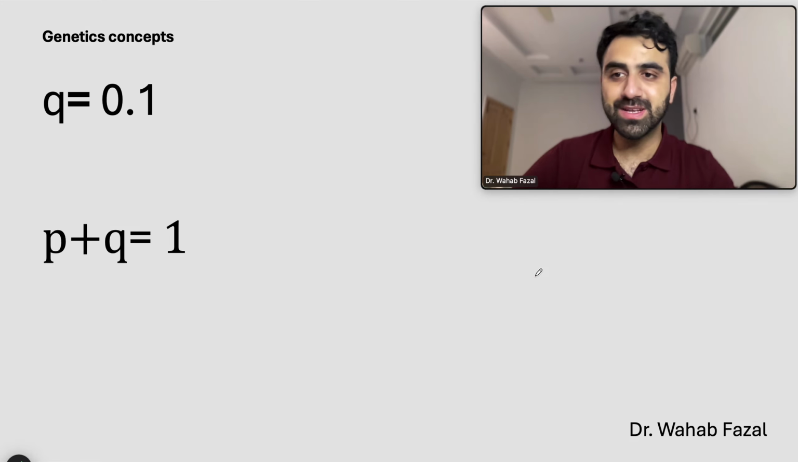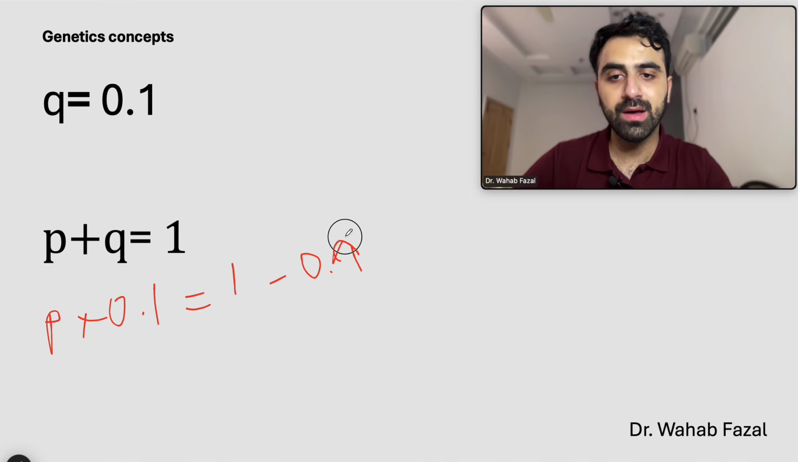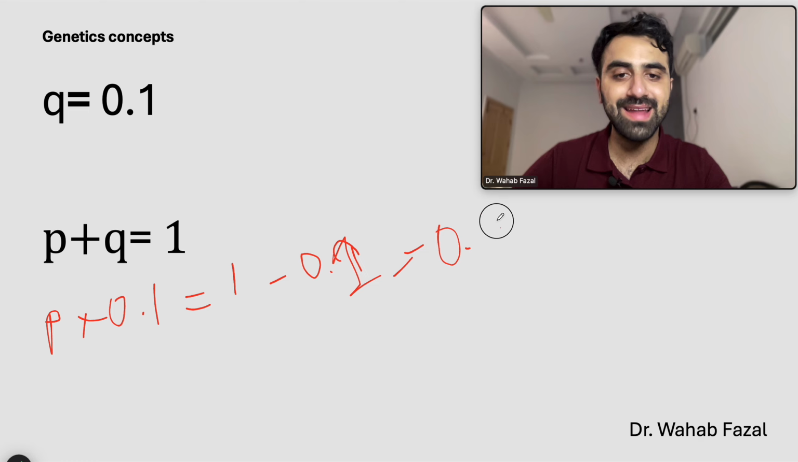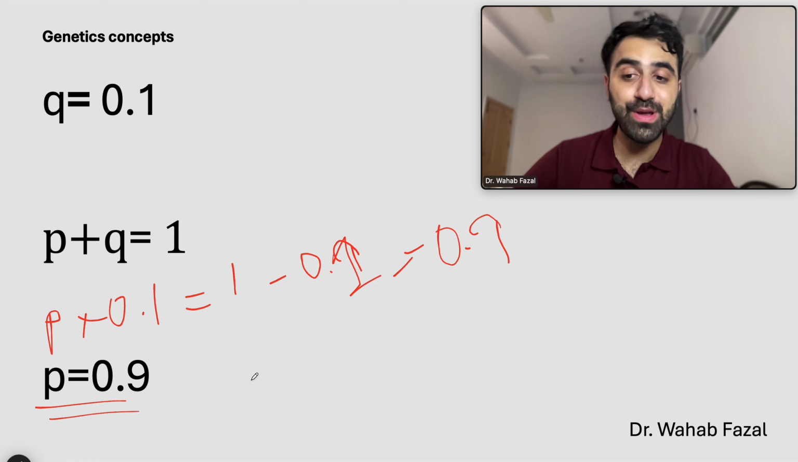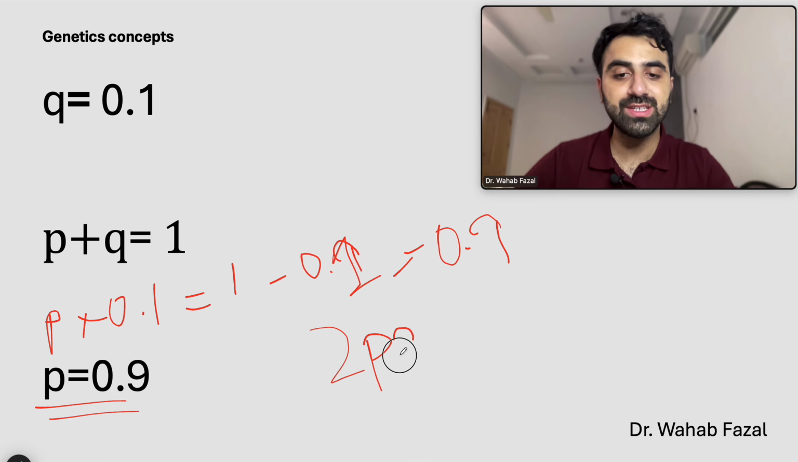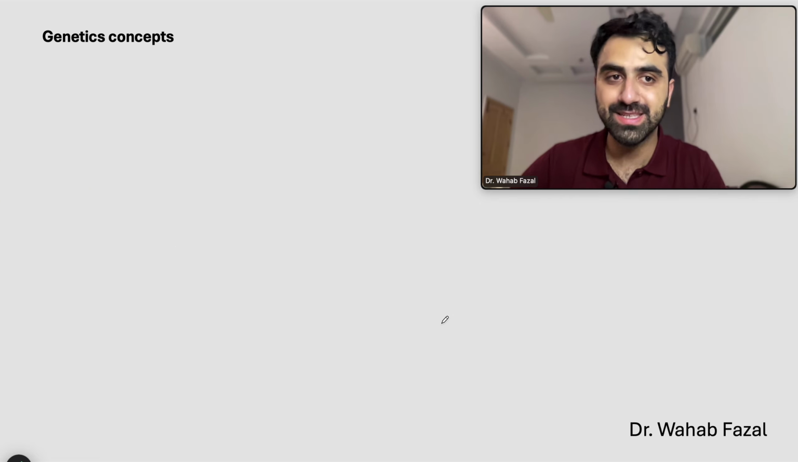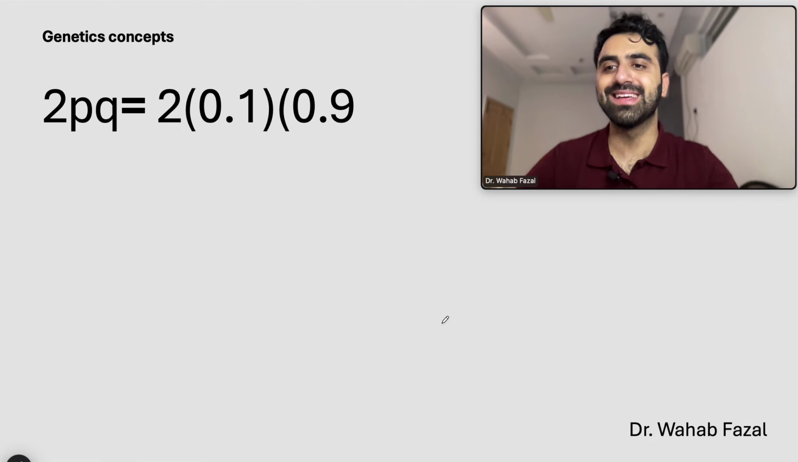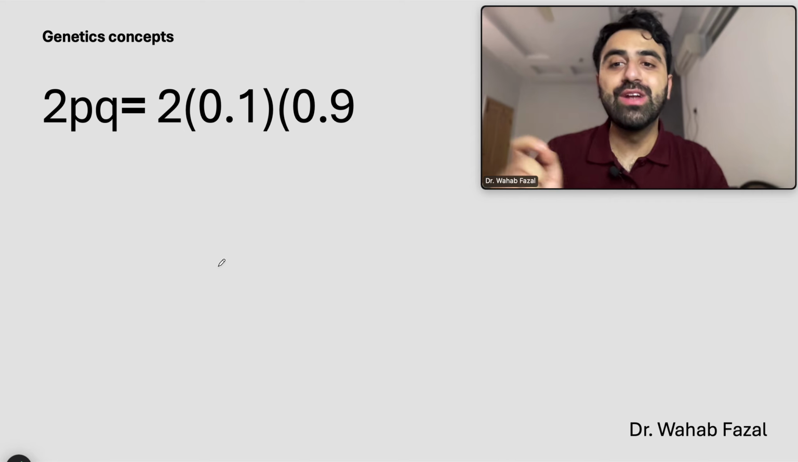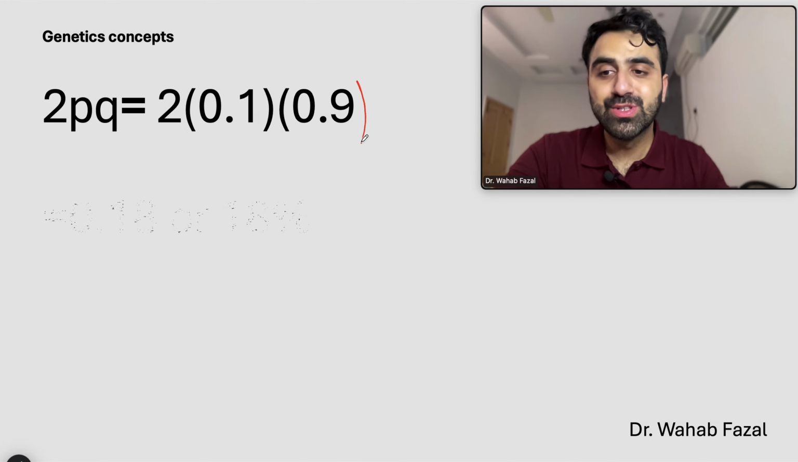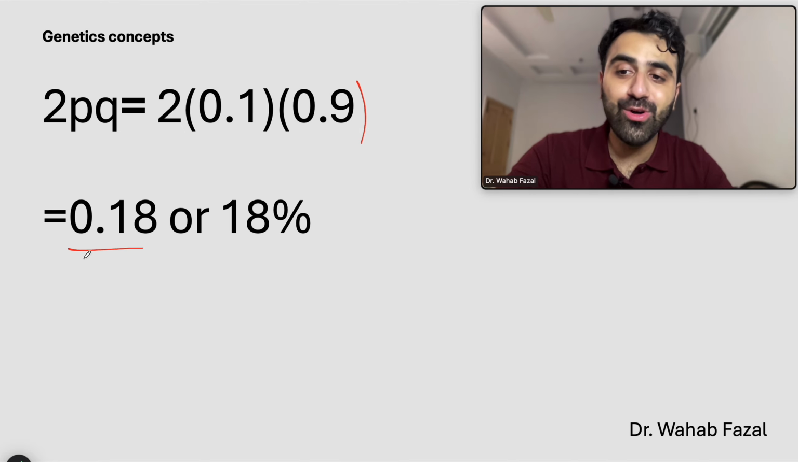We could just use p plus q equals 1, which would be p plus 0.1 is equal to 1. So if you subtract this from 1, you get the value of 0.9, which would be p. So p is equal to 0.9. Now you can put them in the 2pq calculation to get the frequency of the carriers. Let us put it in the formula, which will be 2 times p times q, which is 2 times 0.1 times 0.9. So this comes out to be 0.18 or 18%.